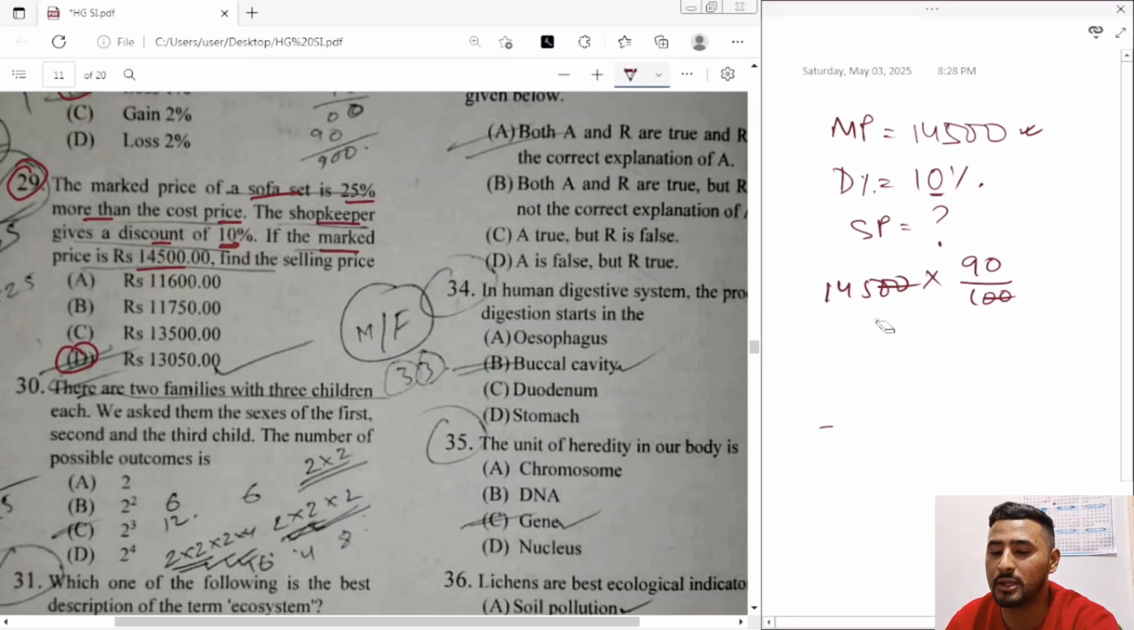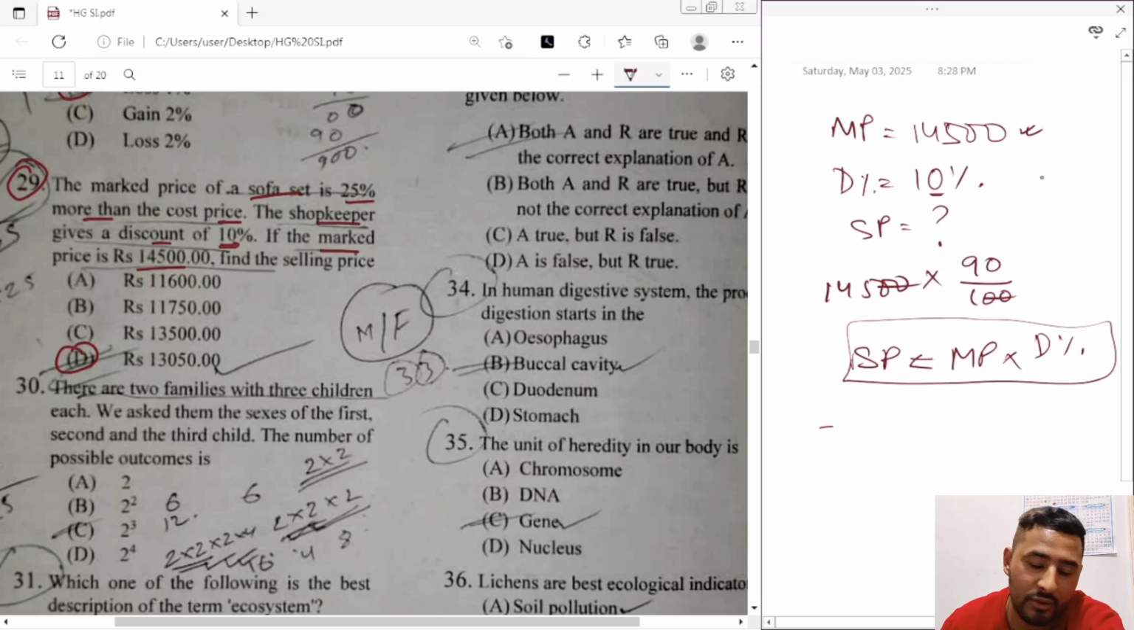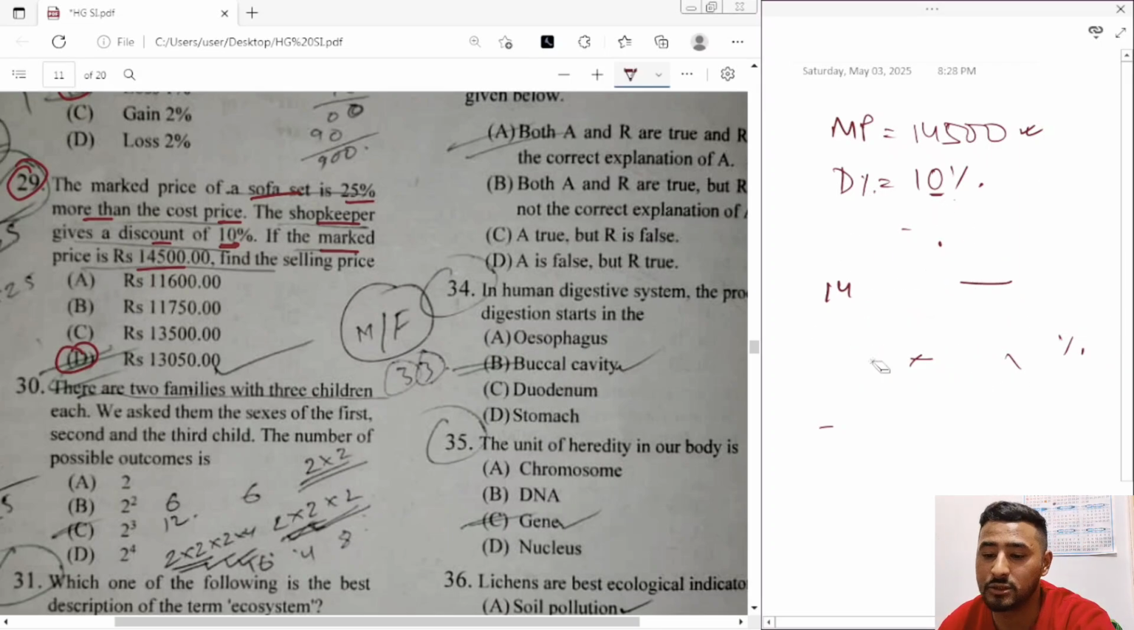Otherwise, you could have used one more formula. I told you SP equal to MP into discount percent. You can use this formula also, and you'll get the same answer. So let me take the screenshot. Okay, let's go to next question.